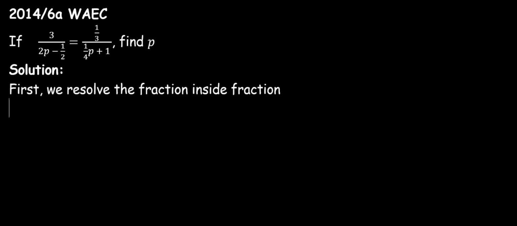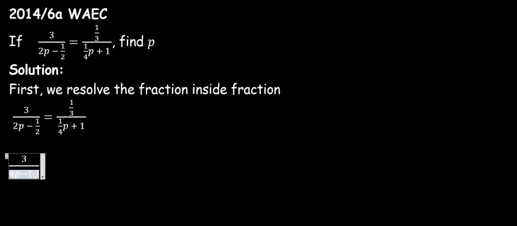Another example. If 3 divided by (2p - half) is equal to 1/3 divided by (1/4 of (p + 1)), find p. Solution. First, we resolve the fraction inside fraction. Our given problem, which is 3 divided by (2p - 1/2), equals 1/3 divided by (1/4 p + 1), becomes 3 divided by (4p - 1)/2. So 3 is at the numerator, and the denominator is 2p - 1/2.